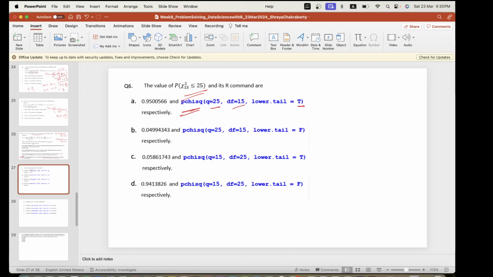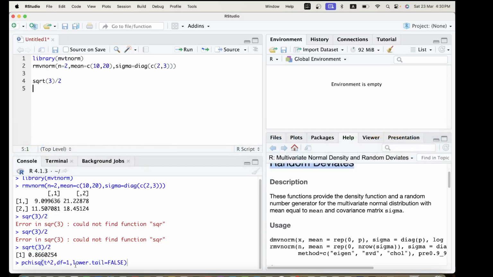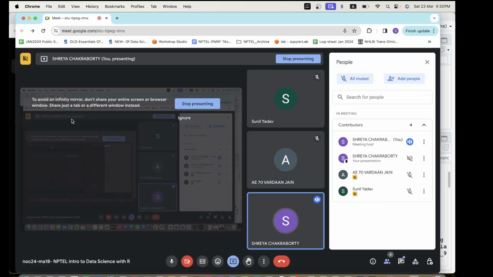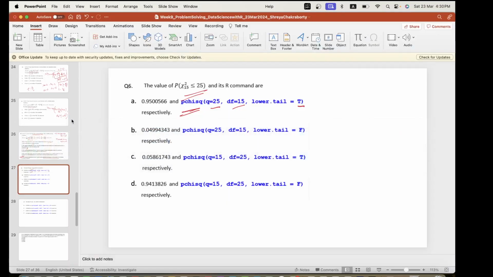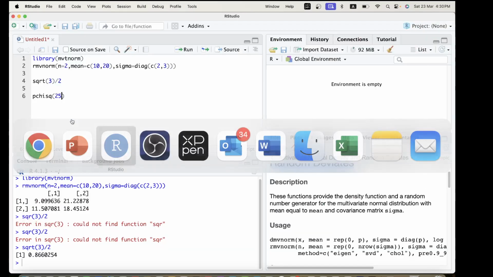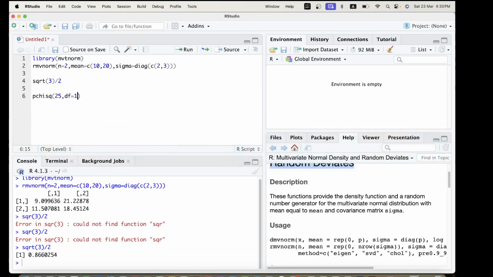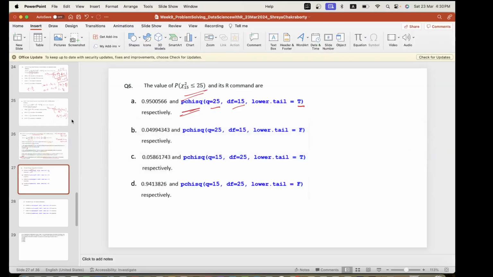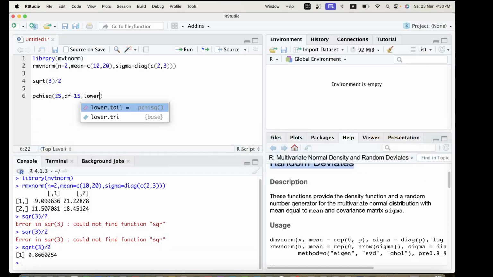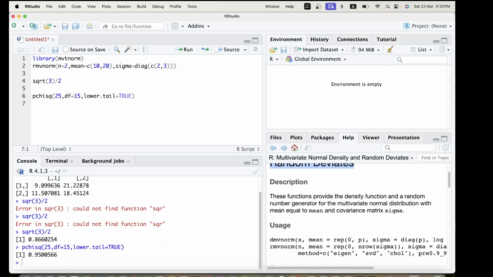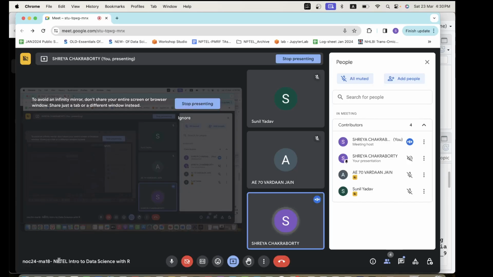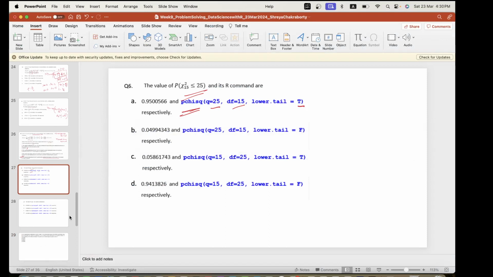Okay. So I'll just show you one. Let's say p chi-square, it should be less than or equal to 25. Q equal to 25, df equal to 15, and lower.tail should be true. This is 0.9500566. Alright.